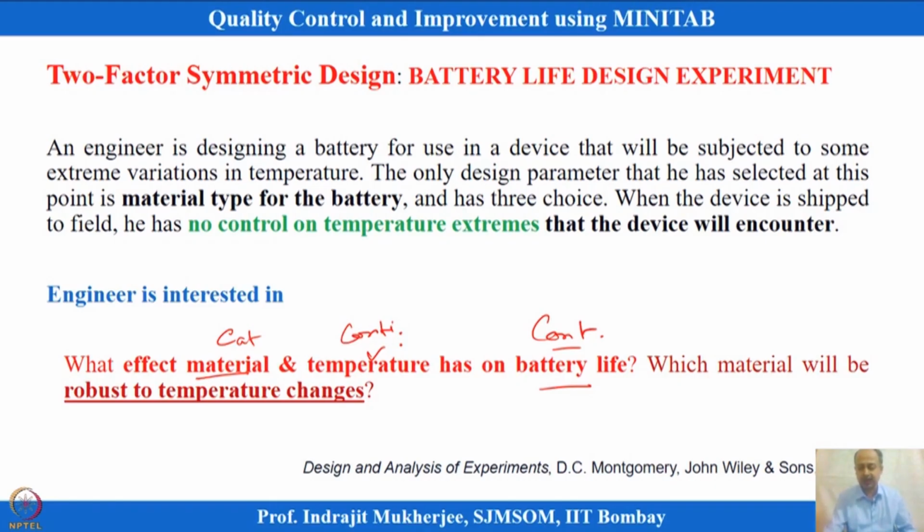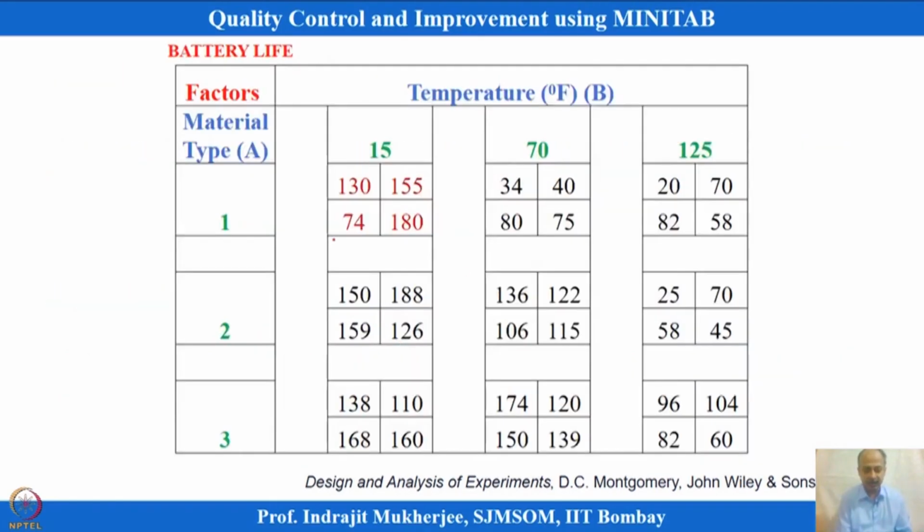An experiment was conducted at 3 levels each for material type, which is factor A, and temperature, which is factor B. Temperature is at 3 discrete levels, and material types are also at 3 levels. This is a symmetric design because the levels are the same for material type and also temperature. And the number of replicates collected is the same, so this is also a balanced design.